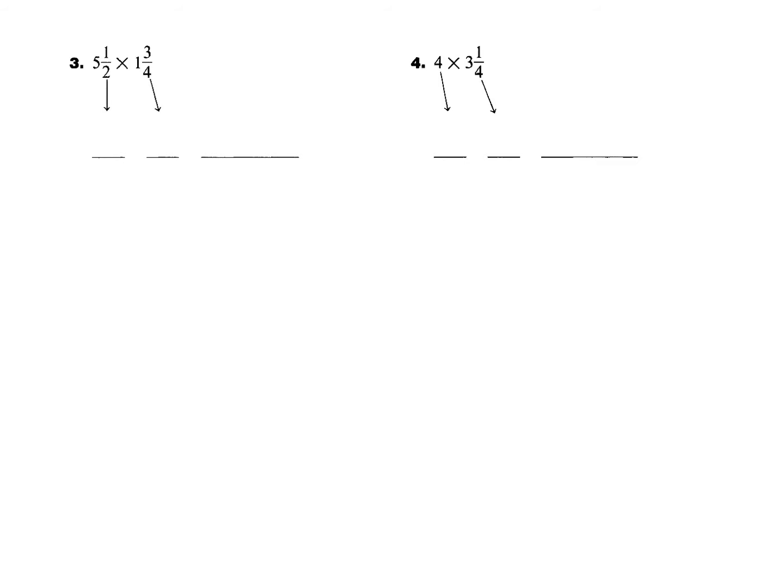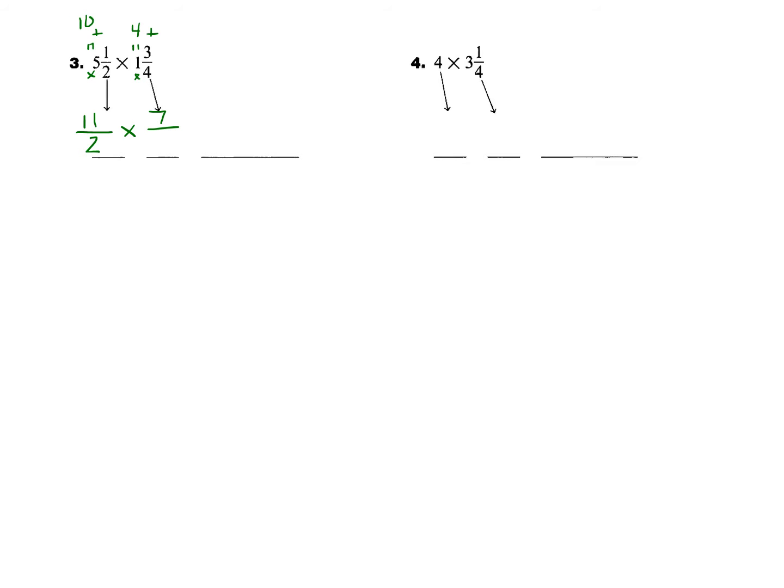Question number 3. 5 1/2 times 1 3/4. First, we have to change our mixed numbers into improper fractions. 2 times 5 equals 10. 10 plus 1 equals 11. So we have 11/2 times 4 times 1 equals 4. 4 plus 3 equals 7.